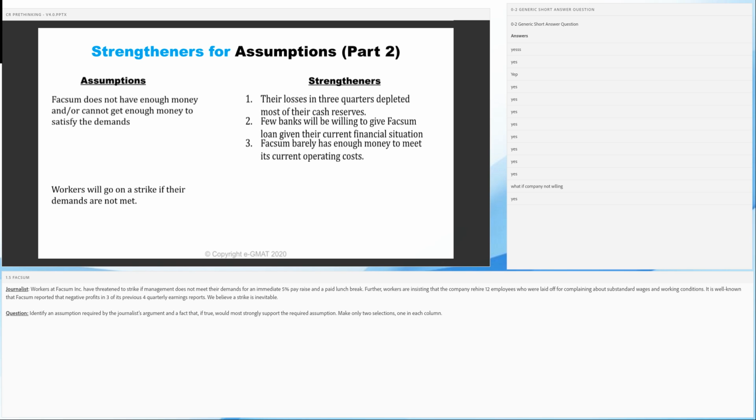Workers will go on a strike. What would strengthen that? If workers have a history of following up with their threats, or if workers will continue to get compensated, if there's a law that states that they'll continue to get money despite going on a strike. Either of these would strengthen that.